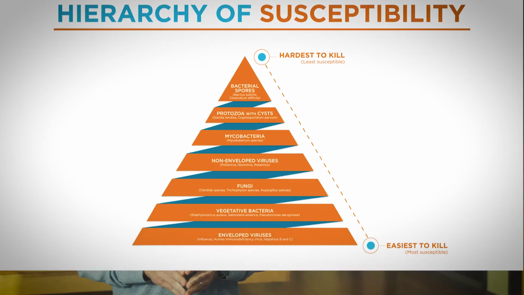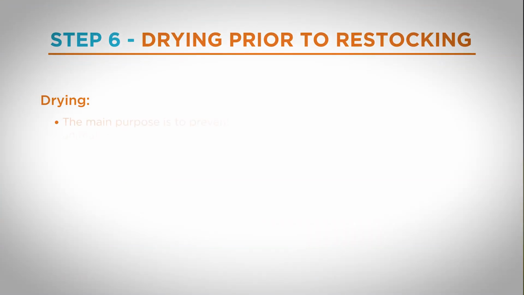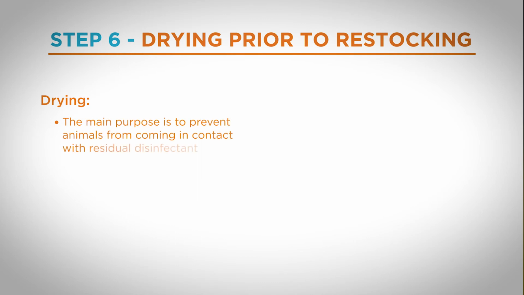So the sixth step in the 7-step cleaning and disinfection process is the drying step after disinfection. Now, traditionally, this has been an important step because of the nature of the disinfectant chemistries used up to now. Why has that drying step been critical? It's been critical to avoid any type of adverse effects on the animals by bringing them in before the disinfectant has dried on the surfaces.